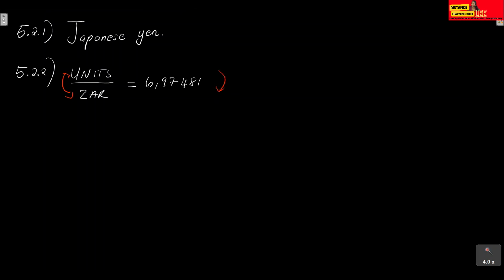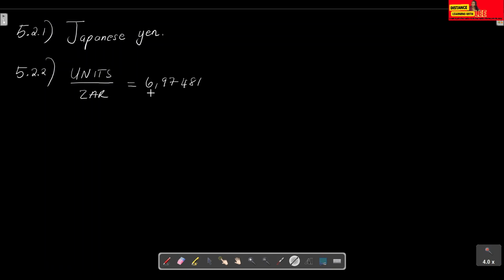Do you guys agree that this 6.97481 can also be written as 6.97481 divided by 1? And if I swap the left hand side, I also need to swap the right hand side. So if I swap the left hand side, what happens? The ZAR is now in the top and the units is now in the bottom. And what you do on the left, you need to do on the right. So the 1 will now be at the top, and the 6.97481 will be in the bottom.